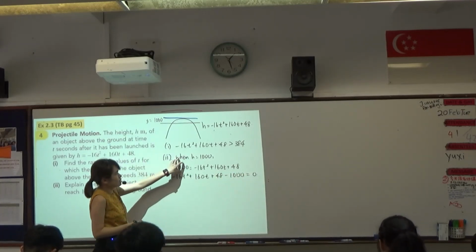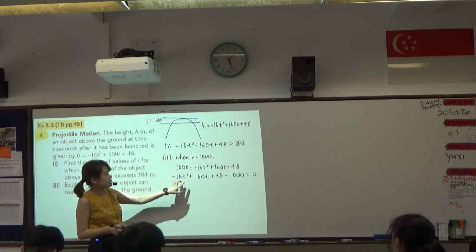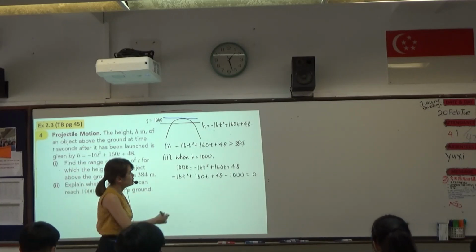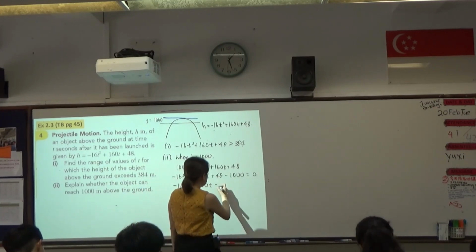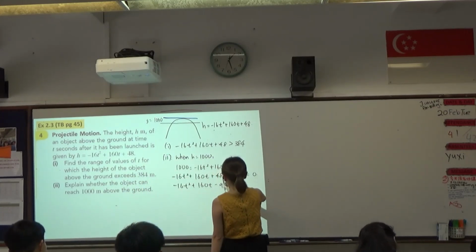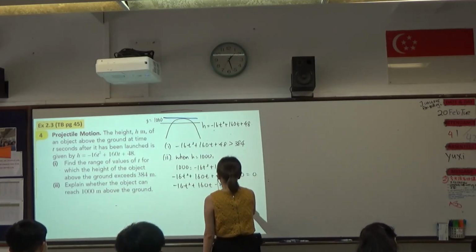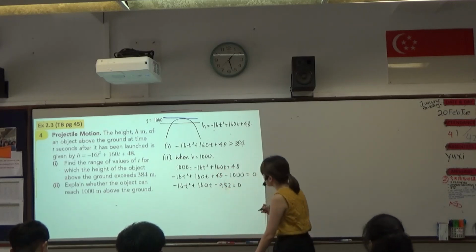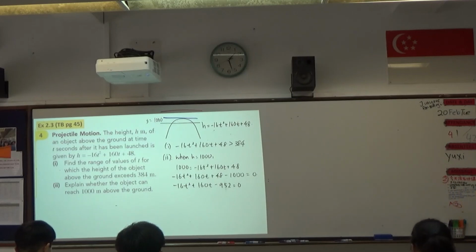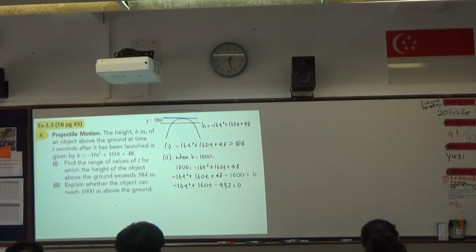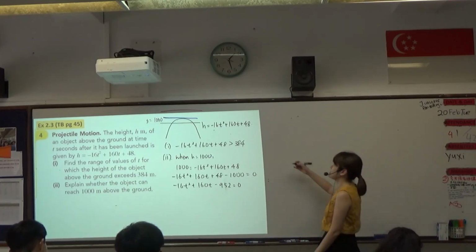I just brought this to the right side, and then I've kept the negative 16t squared, and that simplifies to negative 952. Because we're just determining whether there's any intersection, it really doesn't affect us whether we solve it or not. So we can just simply look at the discriminant.